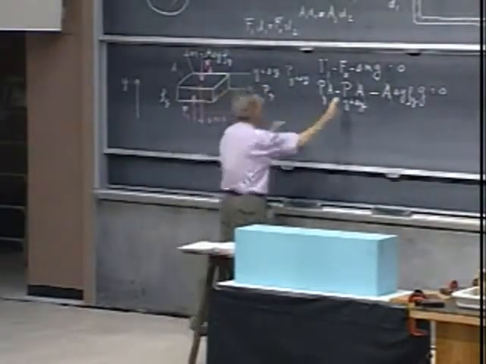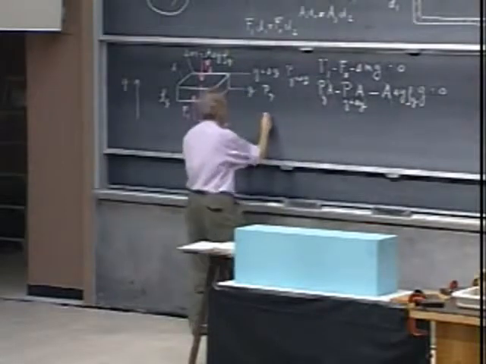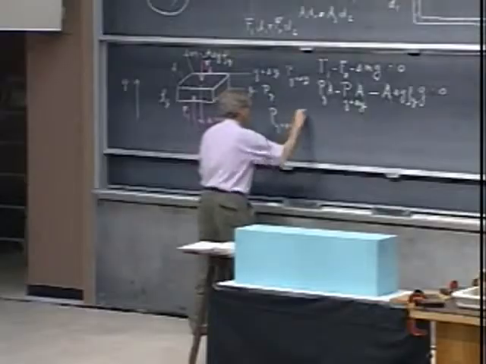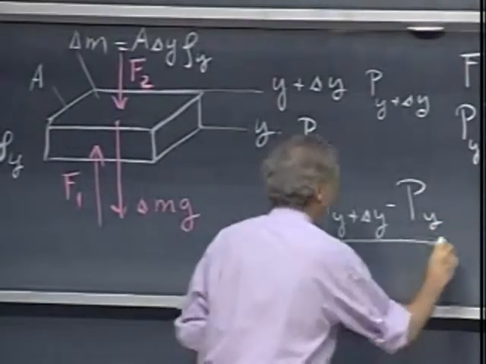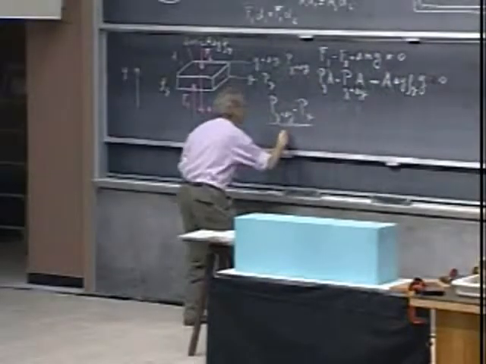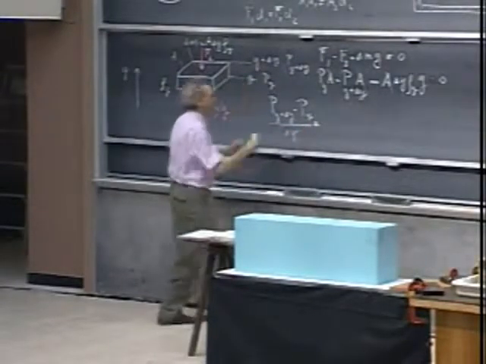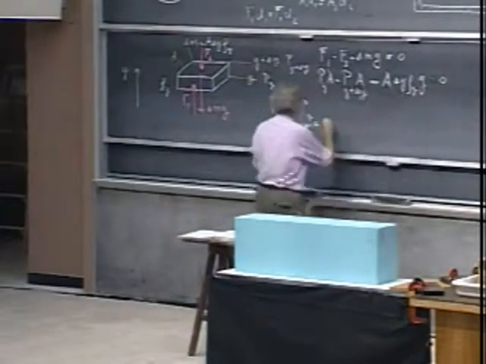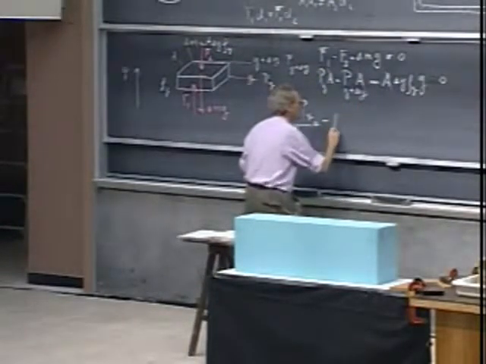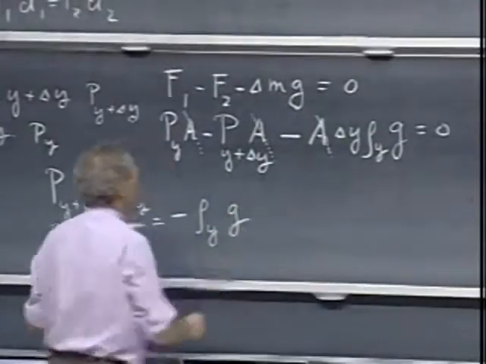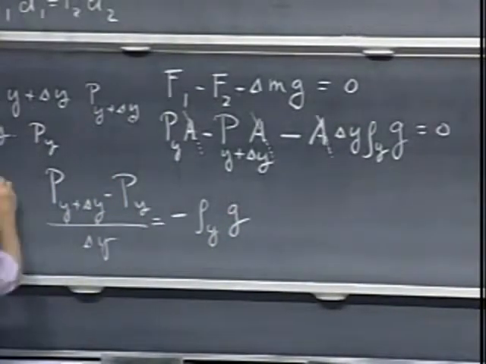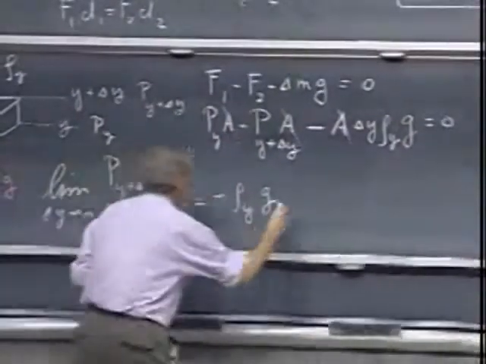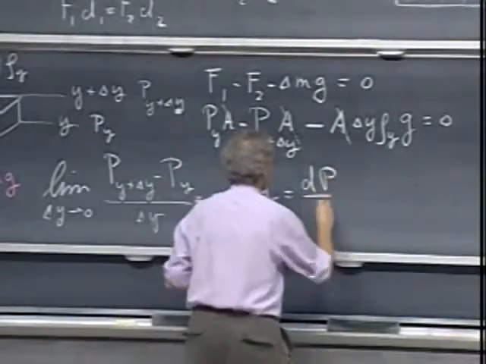I'm going to rearrange this slightly and divide by delta y. And so I get that P at the level y plus delta y minus the pressure at level y, divided by delta y, equals, if I switch that around, so I bring this to the other side, minus rho of y times g. And if I take the limiting case of this, for delta y goes to 0, then we would call this dp/dy.